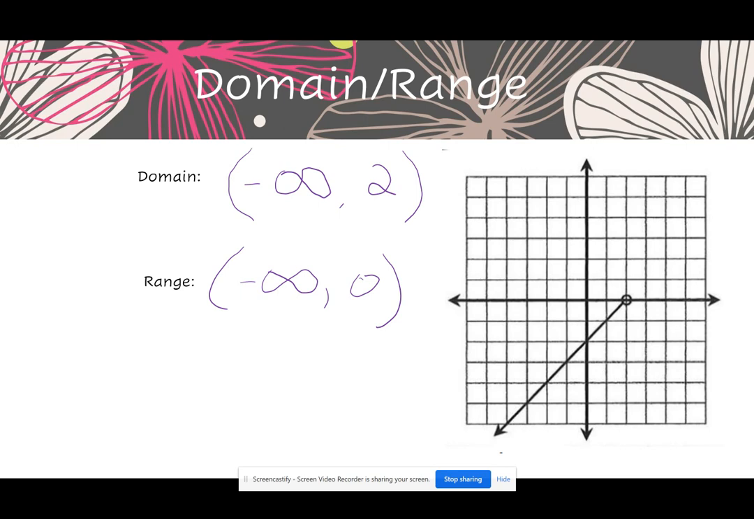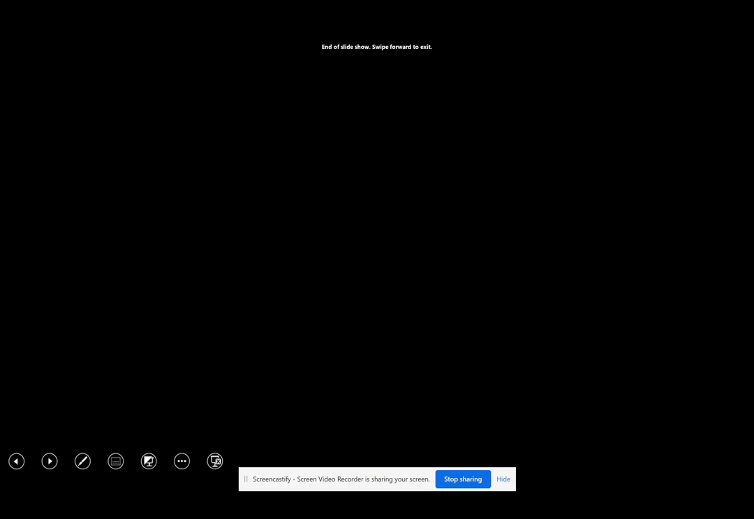So tomorrow we're going to practice all this in class and learn new vocab, so make sure you come to class with any questions that you have.